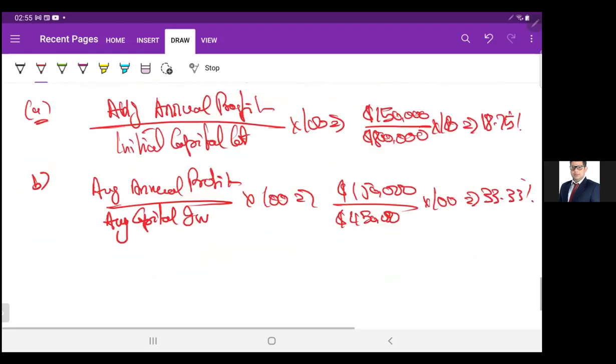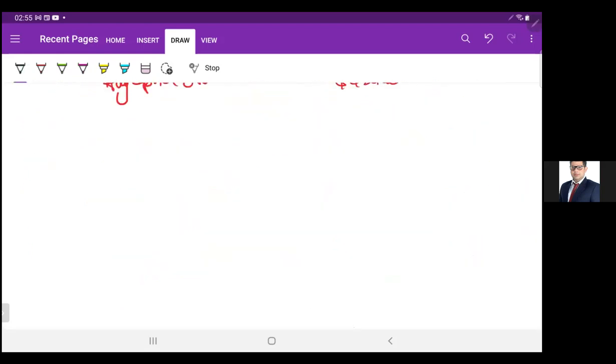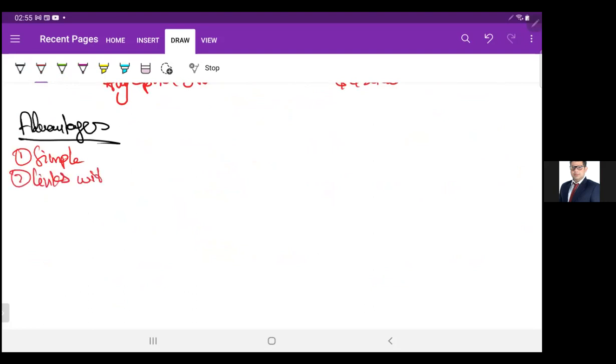Now let us discuss the advantages and disadvantages of ROCE. Firstly, let us look at the advantages. What are the advantages? Number one, it is simple. Simple to calculate, simple to compute, and it links with other accounting measures.